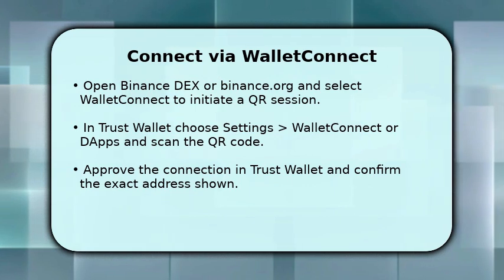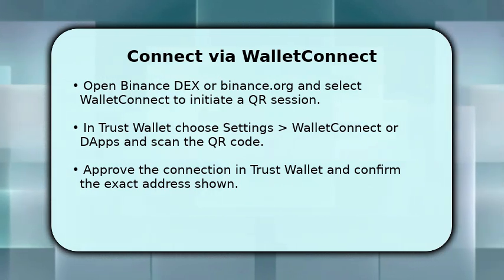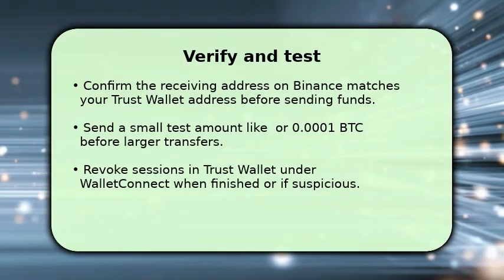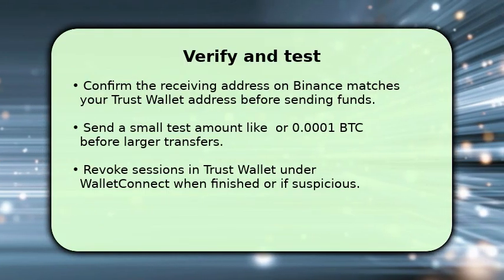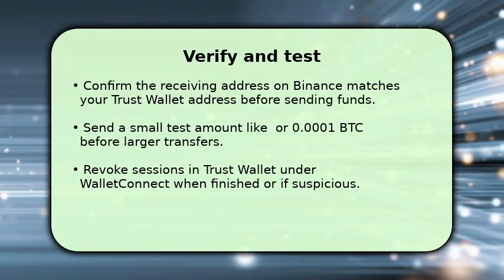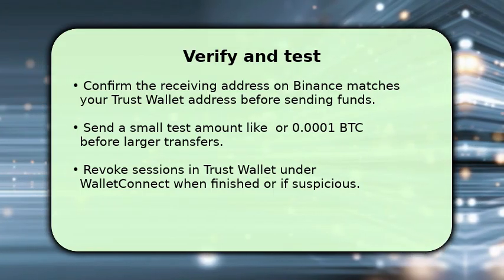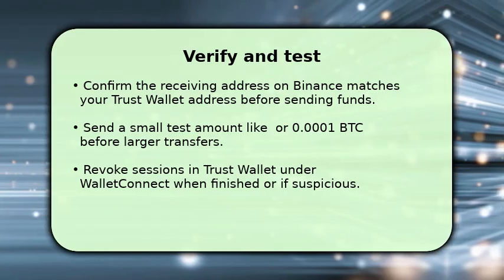After approving the Wallet Connect session, verify the displayed receiving address exactly matches the address in Trust Wallet. Address mismatches indicate compromise. Always send a small test amount first, for example, 0.0001 BTC, and confirm it arrives before sending larger sums.